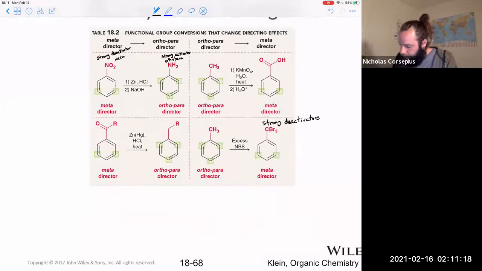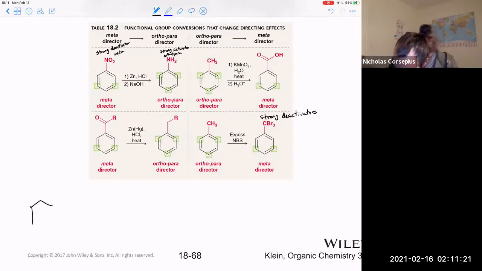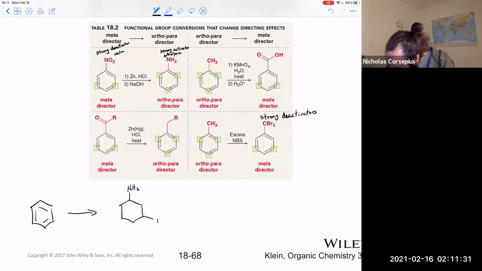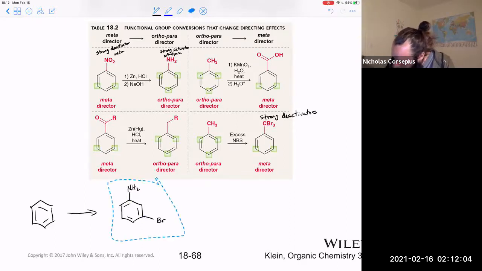So again, let's just say that I wanted to go from benzene to this meta-bromoaniline, right? The problem here is that these two groups are located meta from one another, but they're both ortho-para directors. So that means that my first step is, let's actually do this. This is my desired molecule here.